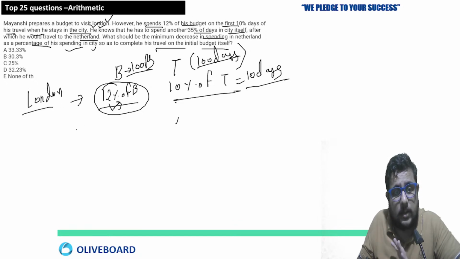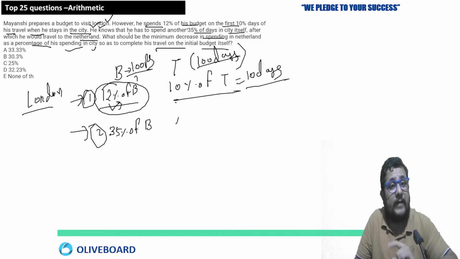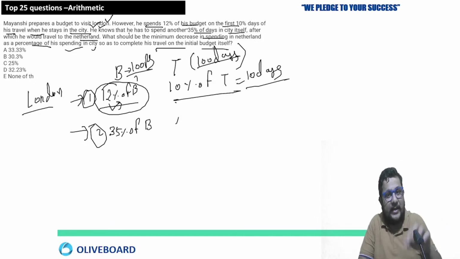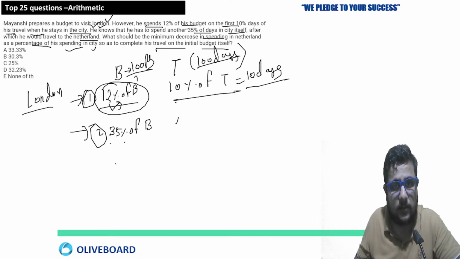Okay. Now in London itself, what he mentioned, he knows that he has to spend another 35%, means 35% of the budget, in cities itself, after which he would travel to Netherlands. What should be the minimum decrease in the spending? So see, if he already spent 12 and 35, means already 47%.